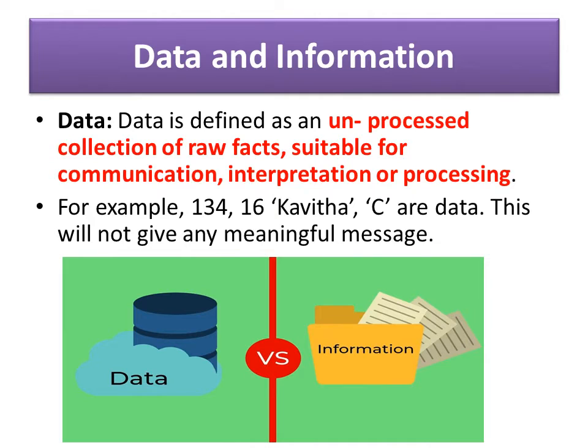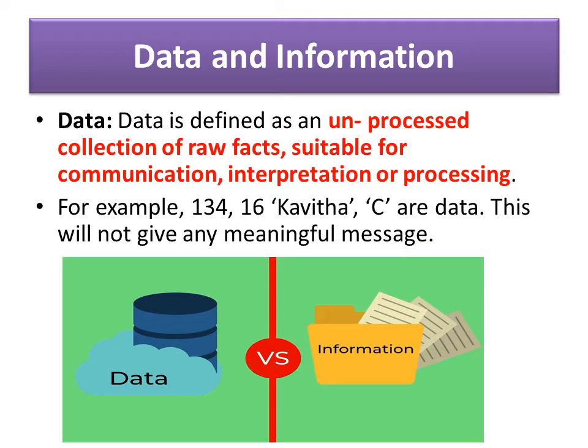Children, data is any sequence of one or more symbols. Datum is a single symbol of data. The data requires interpretation to become information. Digital data is preserved in the computer in the form of binary number system as ones and zeros. They are the basic facts or values. You can have different types of data stored in the computer such as text, numbers, or multimedia. So data is defined as an unprocessed collection of raw facts suitable for communication, interpretation, and processing.